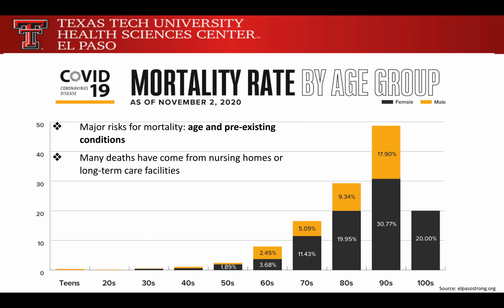As we can see, some of the major risks for mortality from coronavirus are age and pre-existing conditions. Many deaths have come from nursing homes or long-term care facilities. It's especially important that we protect our older relatives and the older people who live in our community, because certainly they're the most vulnerable right now.